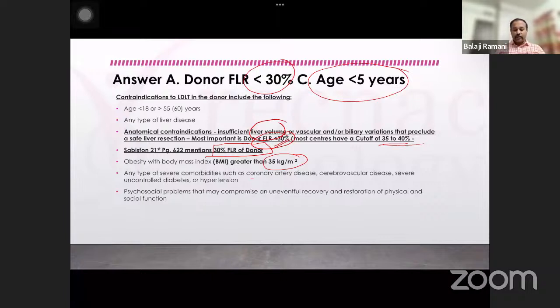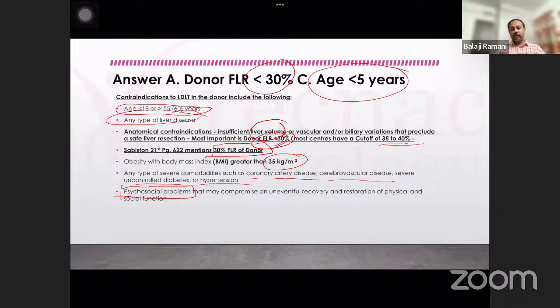In the same way, the presence of severe disease like coronary artery disease, CVA, uncontrolled diabetes and hypertension, all these are contraindications. And any patient with psychosocial problems is also an absolute contraindication for being a donor, basically. Okay, so again, age as a criterion, age less than 18 and greater than 45, and any type of liver disease is also going to be an absolute contraindication for a live donor liver transplant.